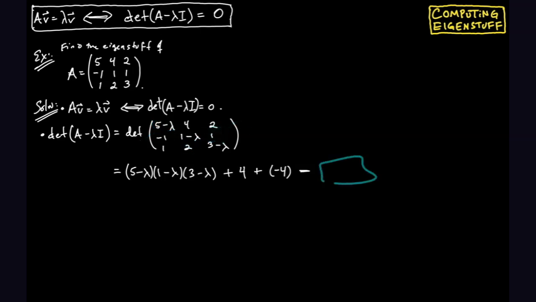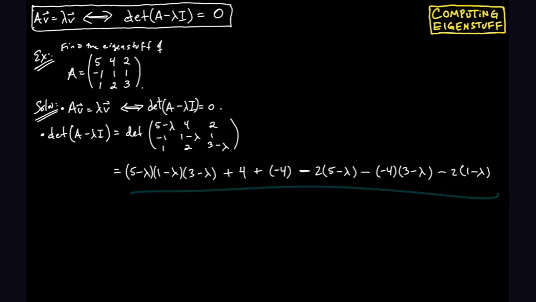So what I subtract off is 2 times 5 minus lambda. But I'm not done. I have to subtract off the product 4 times minus 1 times 3 minus lambda. So I'm subtracting off minus 4 times 3 minus lambda. And finally, I have to subtract 2 times 1 minus lambda times 1. In other words, I have to subtract off 2 times 1 minus lambda. Yuck! Well, before we set all this stuff equal to 0, let's try to clean it up a bit.